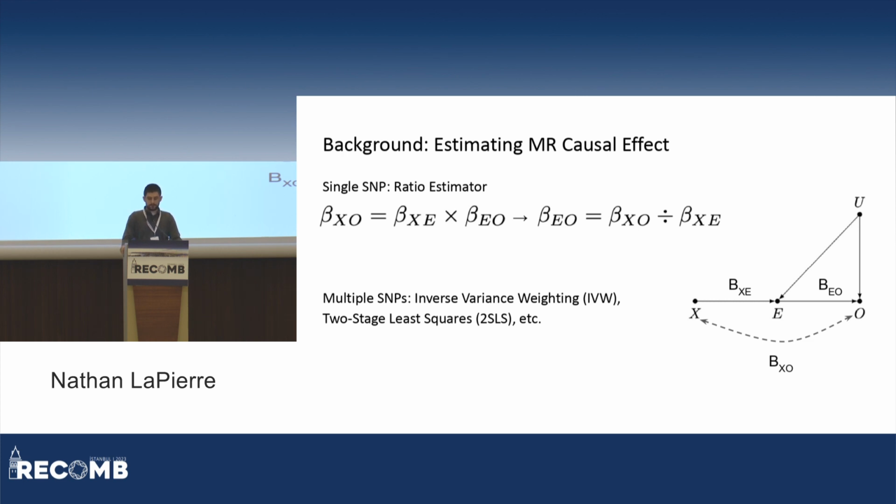Under the assumption that the SNP does not affect the outcome trait except through the exposure, beta XO is just going to be beta XE times beta EO. So with a little simple algebra, you can see that beta EO is equal to beta XO divided by beta XE, right? This is a very simple estimator for the effect of E on O. If you have multiple SNPs, there's a number of different methods you can use, like inverse variance weighting and two-stage least squares, but this is the basic idea of MR.